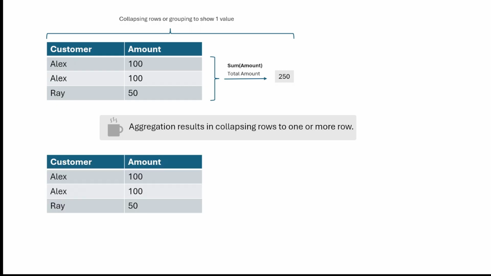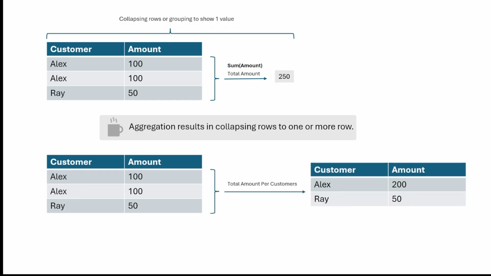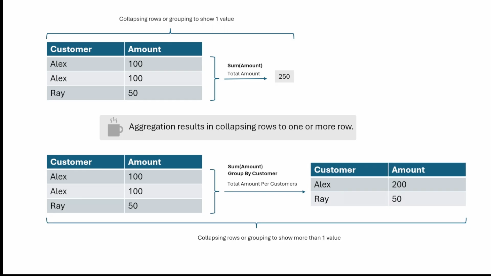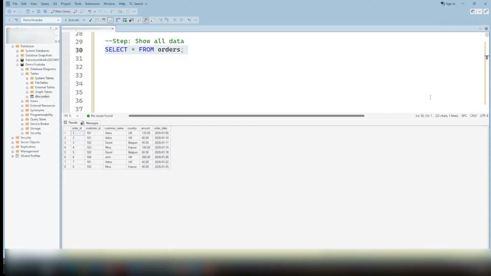But what if we want to find the total amount per customer? In order to do that, we'll again have to perform the aggregation. But along with performing the aggregation, we'll have to explicitly mention how we want to group the result. So whenever you want to group the result into more than one row, you have to specify it in a group by clause.